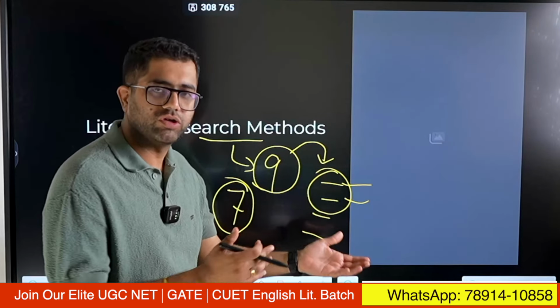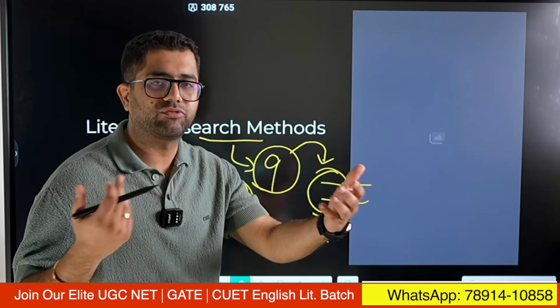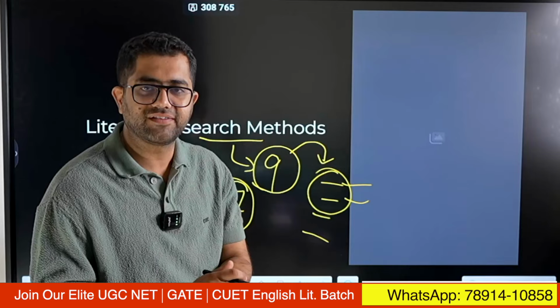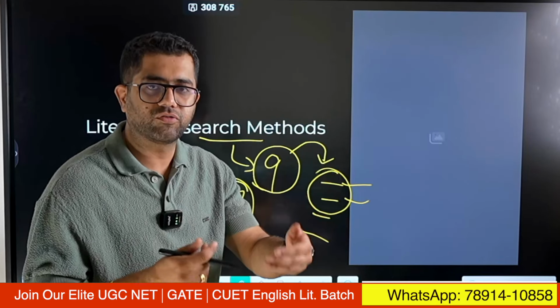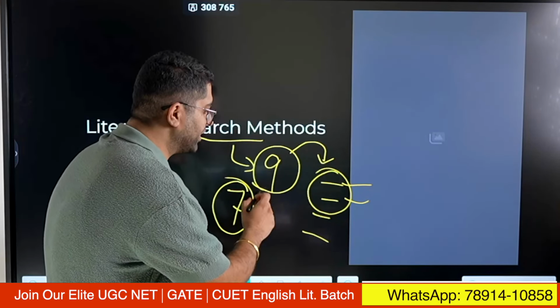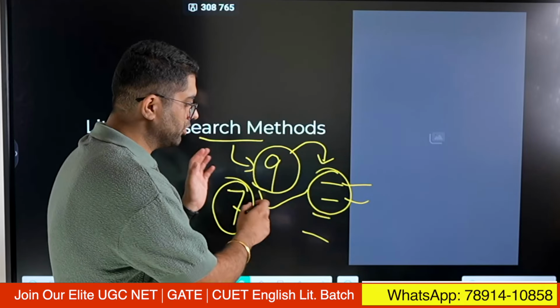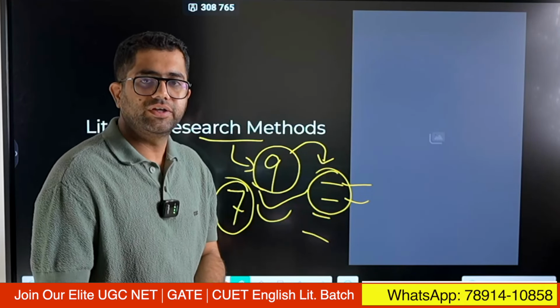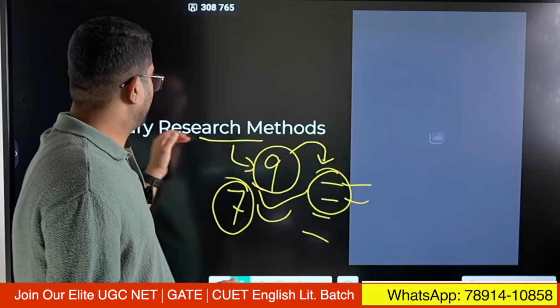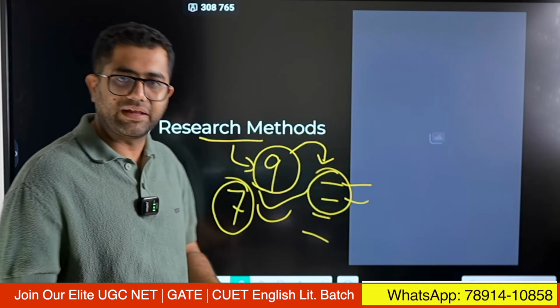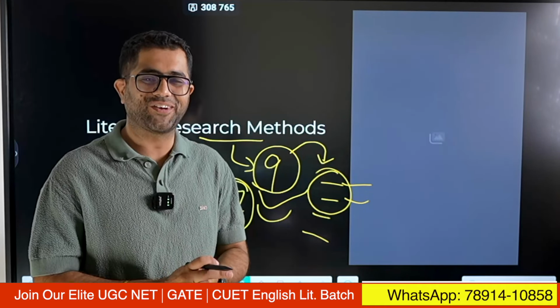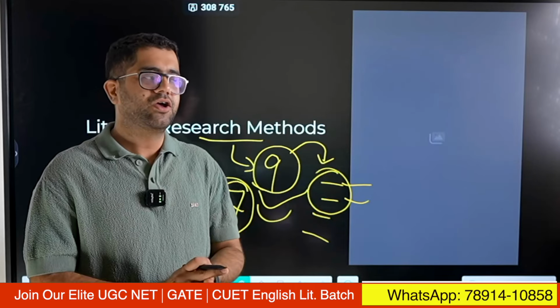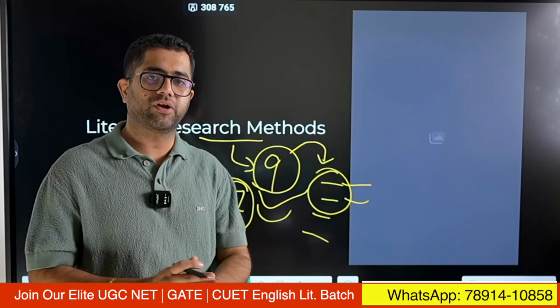If they ask you questions on literary research, what are the types of literary research in English literature, and they give you 3 options or 4 options, you have to study all the 9 types of research. So in this video, we are going to discuss research methods. What are the research methods? We are also going to look at the UGC NET questions, and all these things are very important for the examination.